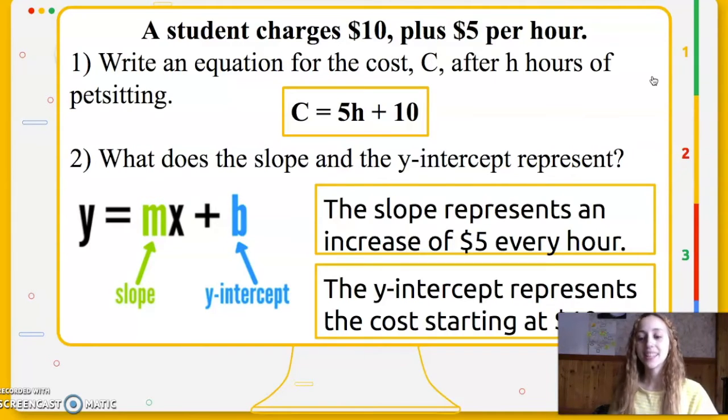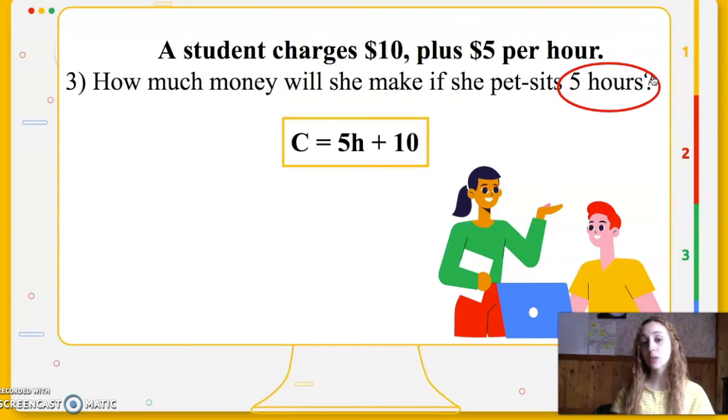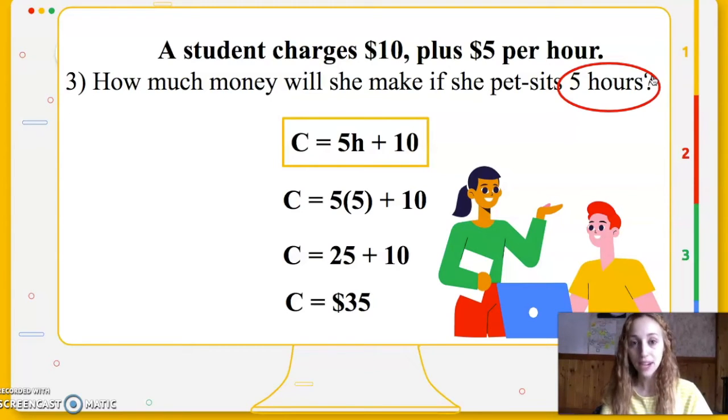Let's take a look and see if we can use this information we have figured out to solve the question that was asked of us. How much money will she make if she pet sits for 5 hours? Well, we know 5 hours is the variable. It's what we want to put into our equation, which is C equals 5h plus 10. So I'm going to say C equals 5 times 5 plus 10. And 5 times 5 is 25, plus 10 is $35. She will make $35 for pet sitting for 5 hours, which is not that much, but it's a nice little extra cash.